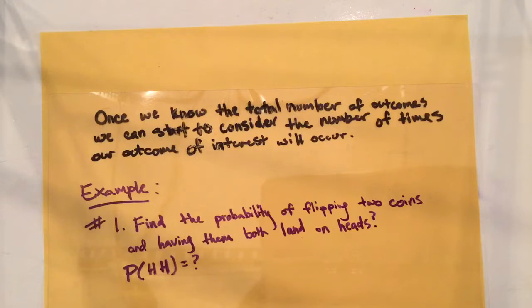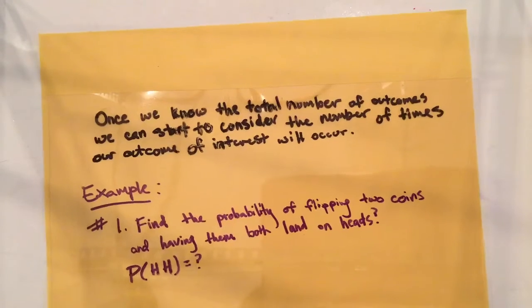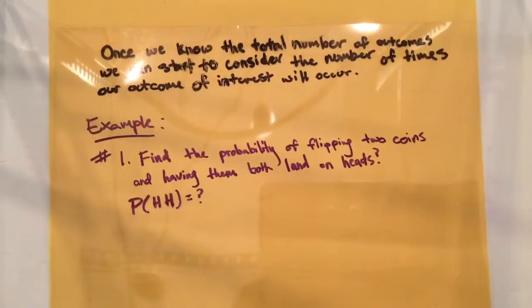Now for things that are more complicated that have a lot of possible outcomes, the method I'm going to be showing you here to determine how many outcomes of interest will actually occur won't really be feasible, and you'll see why. But we will cover that problem when we get there. No need to worry.